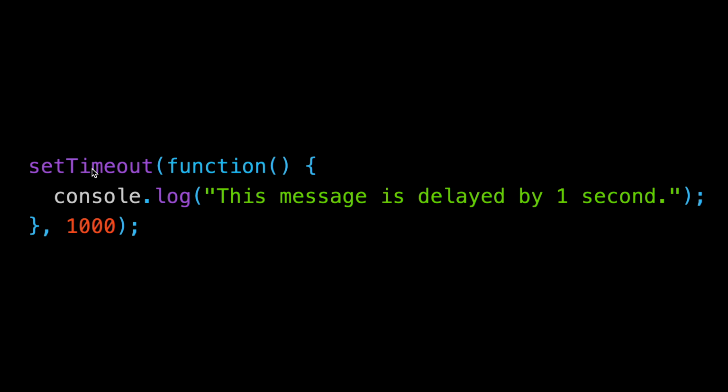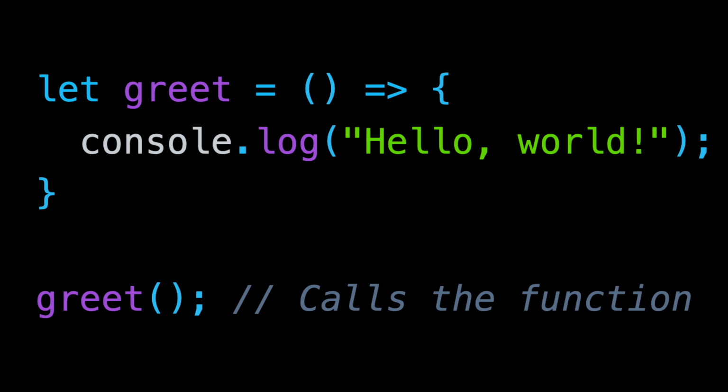So we have the setTimeout function, and we're going to pass in another function as an argument to the setTimeout function. So we have this anonymous function that we're putting in as an argument to the setTimeout function. Now we'll talk about arrow functions.